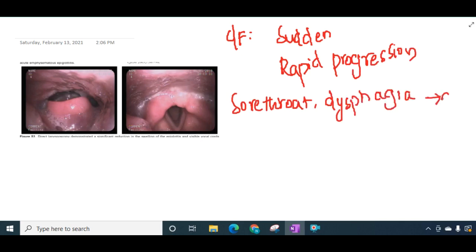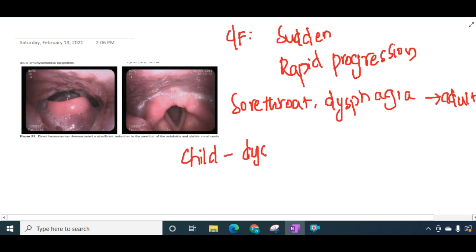Especially sore throat and dysphagia are common in adults, because sore throat cannot be told by a very small kid of 2 to 7 years of age, right? So these are most common in adults, whereas in children the most common presenting feature is dyspnea, that is difficulty to breathe, and stridor.